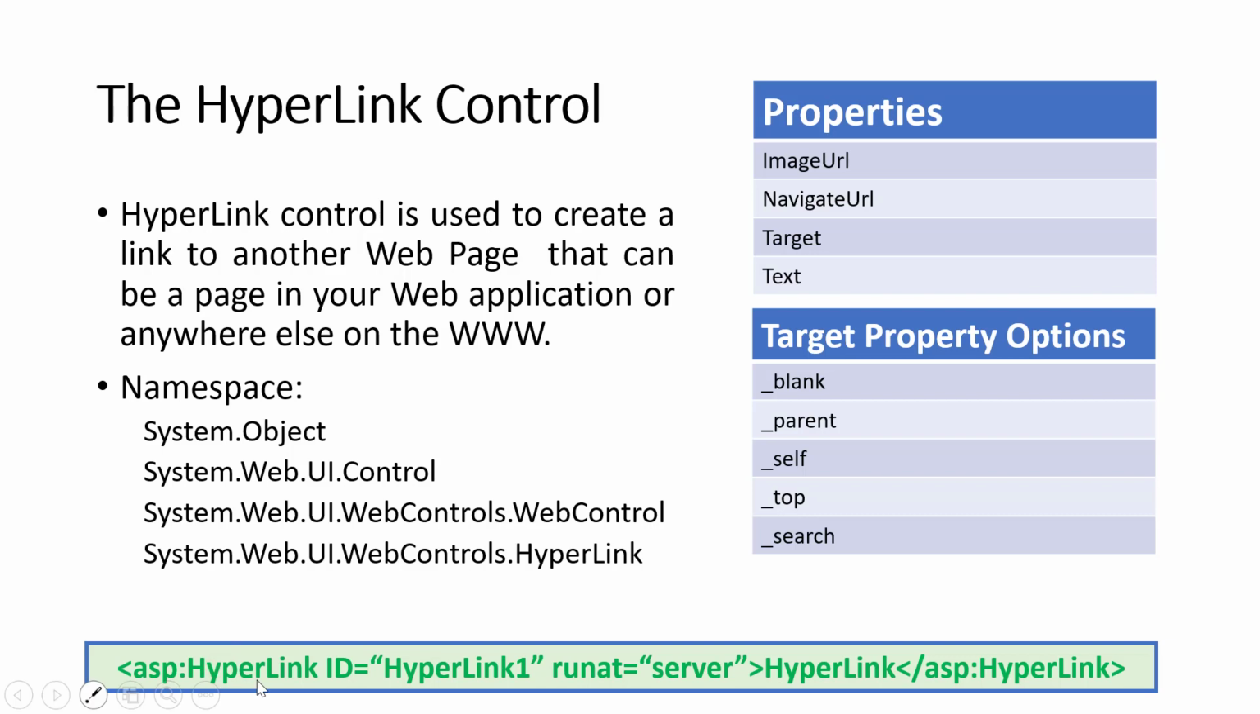Now we can see the hyperlink control over here, asp:HyperLink, and now we can see the code of the hyperlink control. It will be like this: asp:HyperLink ID equals HyperLink1, runat server, and whatever will be the caption of the hyperlink, we will write like this in between the starting and ending tag. Okay, now we'll see the example of the hyperlink control.